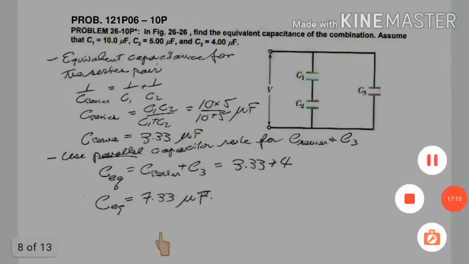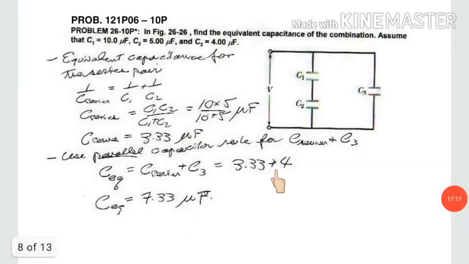Next question is, find the equivalent capacitance of the combination. Now I think things are clear. We can easily see that C1 and C2 have which type of combination? They have a series combination. So first we will calculate the equivalent capacitance of these two. Now this equivalent capacitance will be in parallel with this C3. We know how to calculate the equivalent capacitance for a parallel combination, so that we will do.